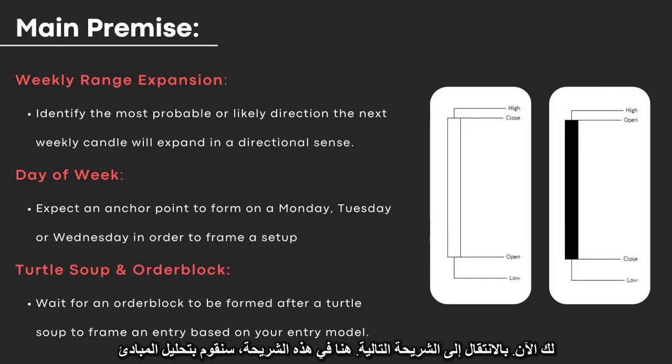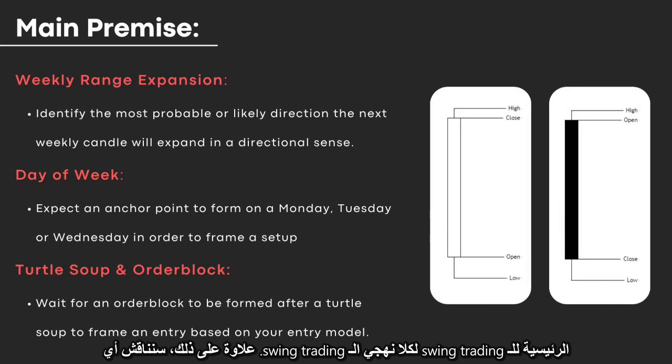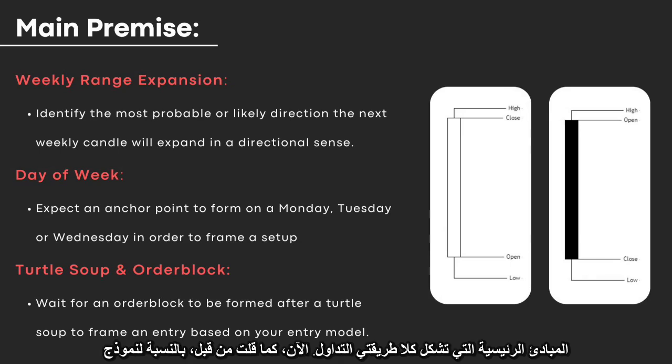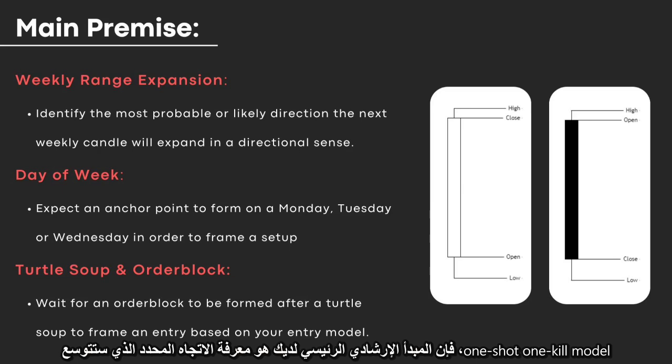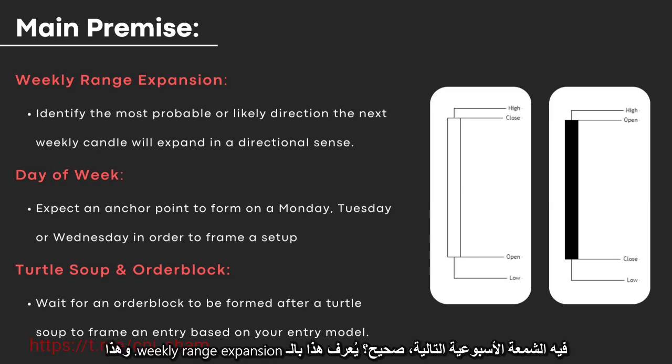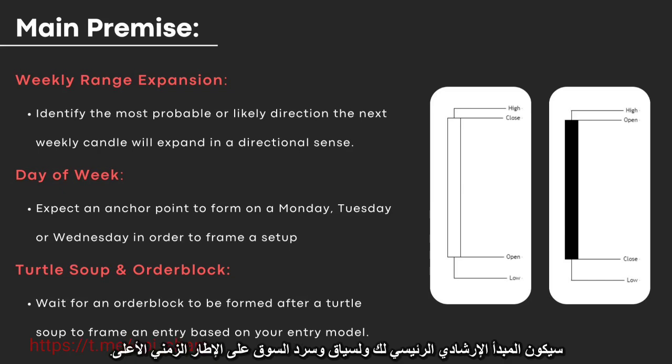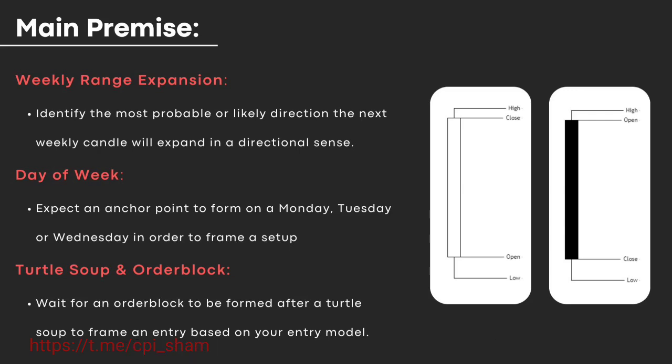Moving on to the next slide. Here in this slide, we're gonna break down the main premises for both swing trading approaches, and moreover, we will discuss what key principles make up both methods of trading. Now, as I said before, for the one shot one kill model, your main guiding principle is to know in which particular direction the next weekly candle is going to expand, right? That is known as the weekly range expansion, and that will be the main guiding principle for you in your high time frame market context and narrative.